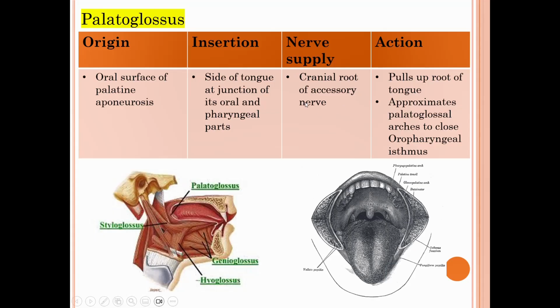It is also supplied by the cranial part of accessory nerve, okay. It pulls up the root of the tongue. It approximates the palatoglossal arch to close the oropharyngeal isthmus. So now you see here is palatoglossal fold, here is palatoglossal fold, within which the same muscle will be there. So they will be approximated with each other. So this oropharyngeal isthmus will be closed. Food will not return back into the oral cavity during deglutition.